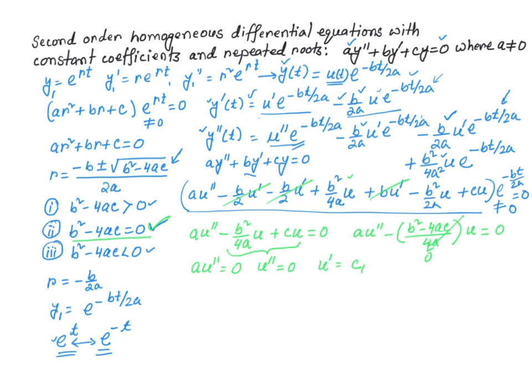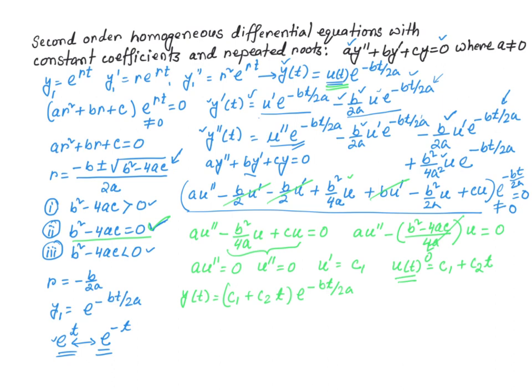If I integrate it again, I'm going to get u of t is equal to c1 plus c2 times t, okay? So that's what my u of t is. Now, what I need to do is take this u of t and substitute it in the original value. So my y of t is going to be u of t times e to the power negative bt over 2a. So it's going to be c1 plus c2 times t times e to the power negative bt over 2a.